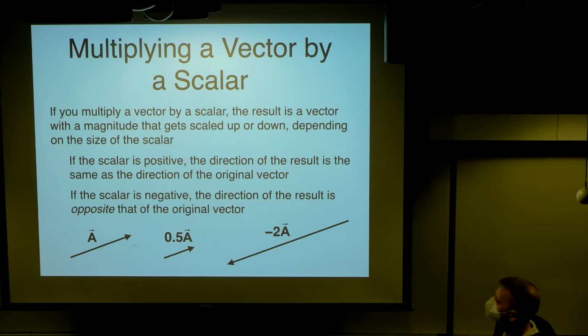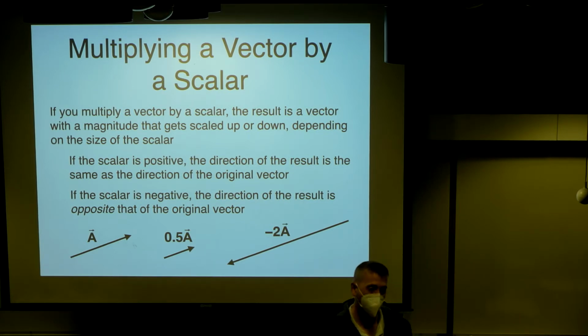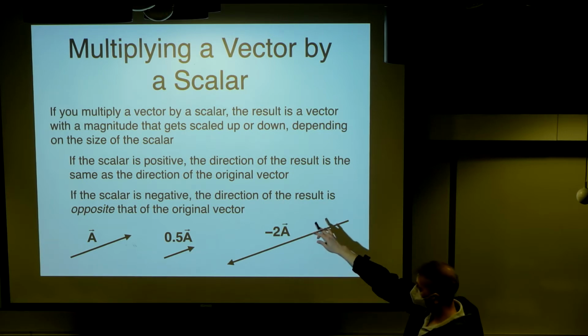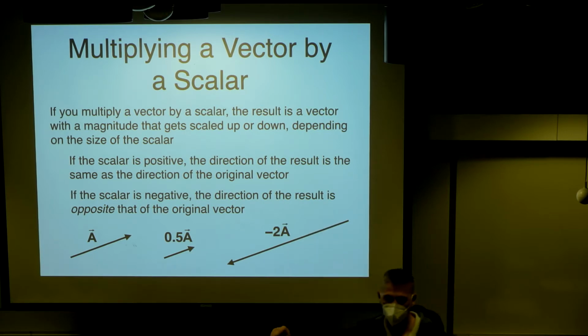What happens when you multiply a vector by a scalar? So remember, a vector is something that has a direction to it, and a scalar does not have a direction. It's just a pure number. So you might ask, okay, if I have some vector, what happens when a scalar gets multiplied in front of it? The answer is pretty straightforward. If you take a vector and you multiply it by a scalar, you still have a vector that's pointing in the same direction as it was pointing before. It just gets scaled up or scaled down, okay?